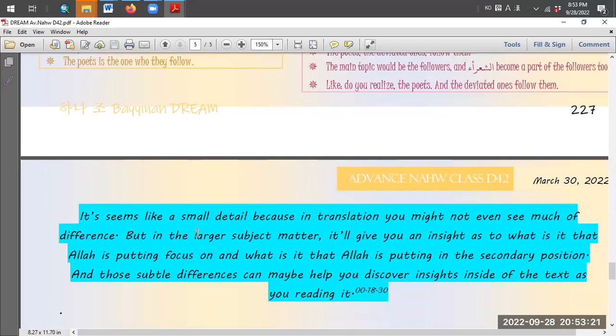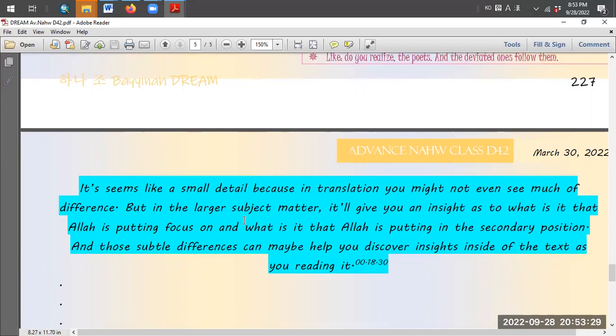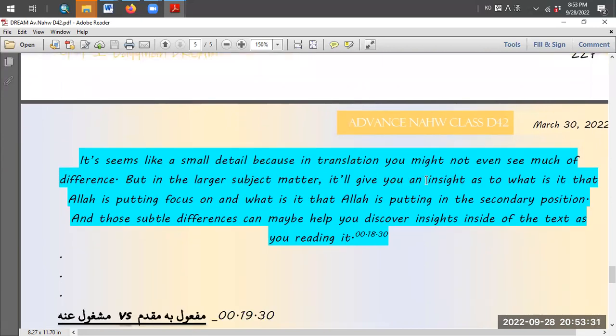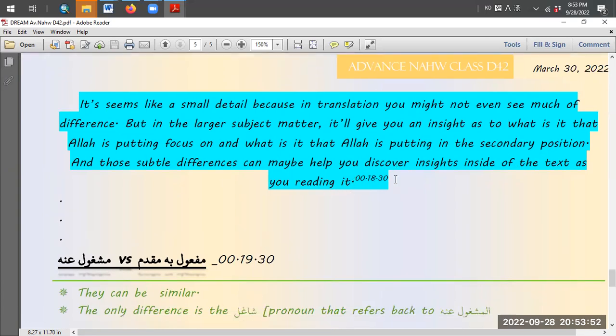It seems like a small detail because in translation you might not even see much of the difference, but in the larger subject matter it will give you an insight as to what it is that Allah is putting focus on and what it is that Allah is putting in the secondary position. Those subtle differences can help you discover insights inside of the text as you're reading it. Yeah, this is so subtle, yeah?